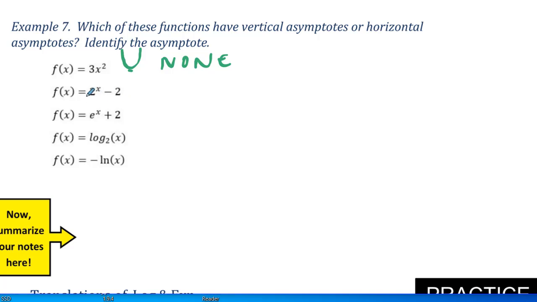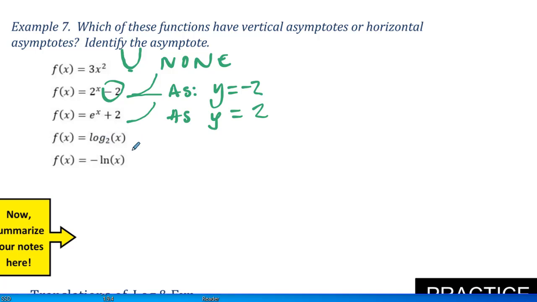The next one, 2 to the x minus 2, it certainly has an asymptote, a horizontal asymptote. And normally it's the x-axis, but this minus 2 pushes it down. So the asymptote would be -2. Okay? Well, I should write it as an equation. Y is -2. All right? Y is -2. This one, e to the x, same as 2 to the x. It's another exponential curve. And this time the asymptote is pushed up. So the asymptote, y is 2.